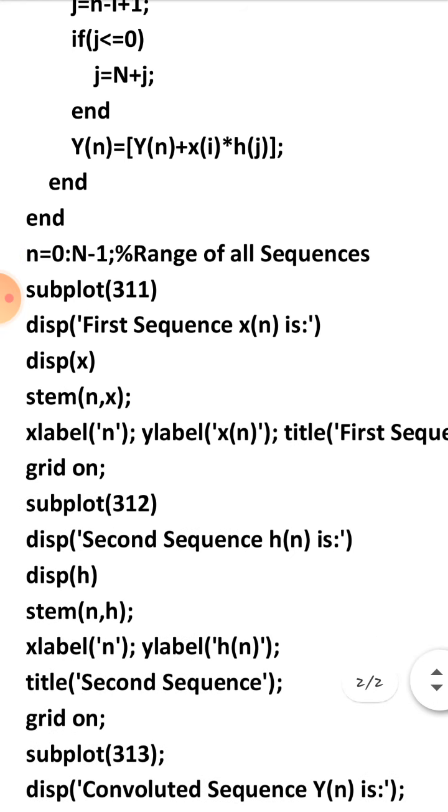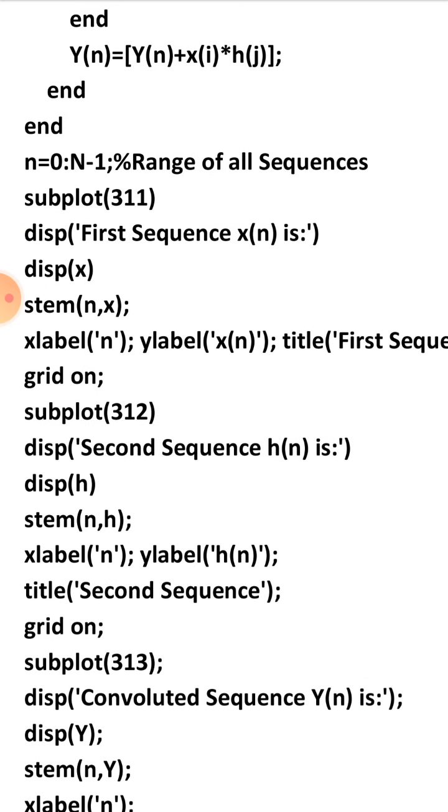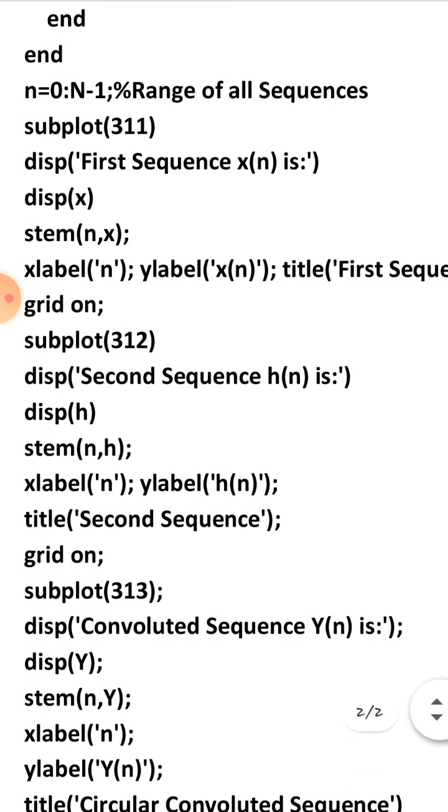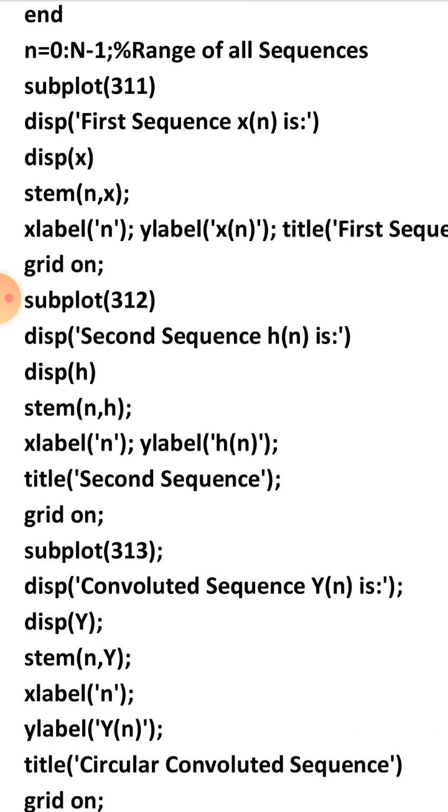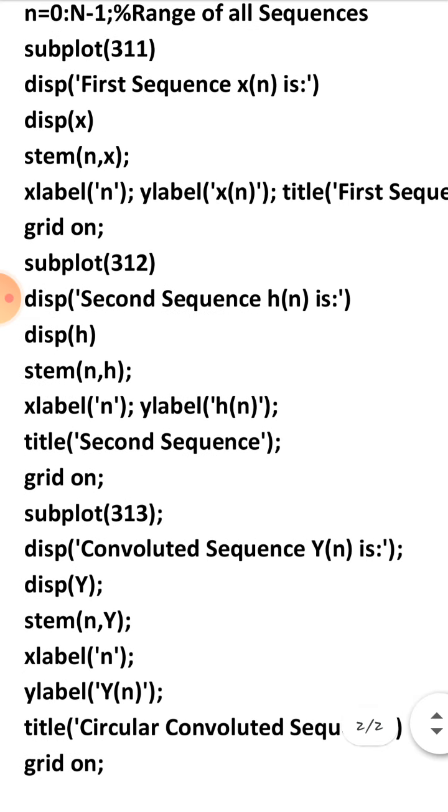So now we are going to create a new variable n is equal to 0 to n minus 1, to get the range of all the sequences. Now we are going to use the subplot function. Here you can see in subplot we are not giving commas, we are just giving 311. Even without commas, subplot will take the values. The first value is your row, second is your column, and the third is your position. So 3 rows, 1 column and first position.